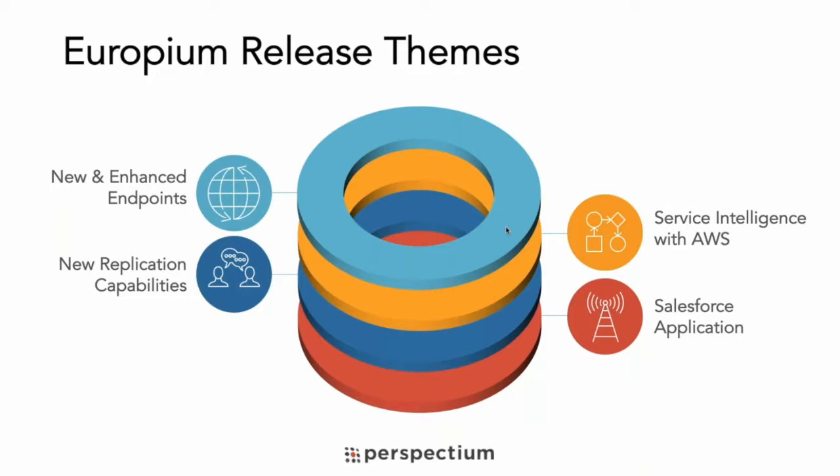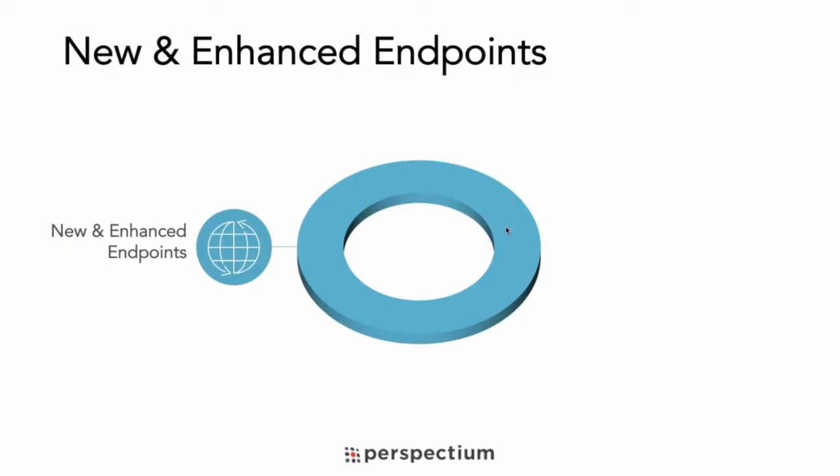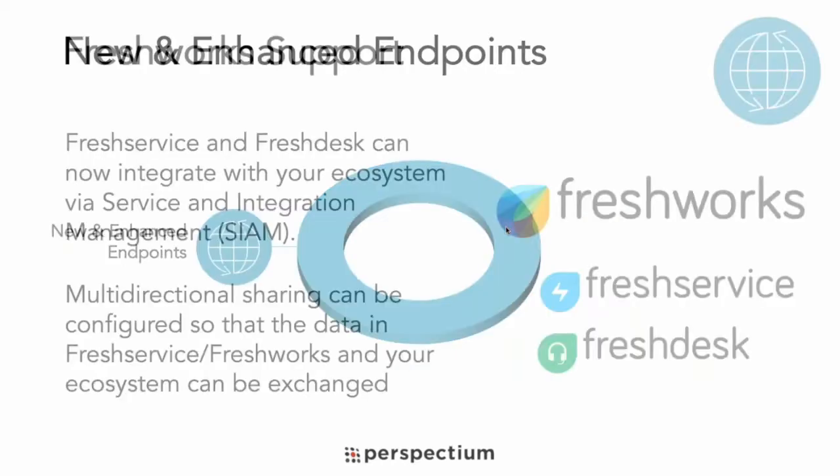We'll also be covering off some new replication capabilities, so new things that you can do with what you already have. And then last but not least, we'll be talking about a new Salesforce application that we have created. But let's start off by taking a look at the first of these themes, which is, of course, around new and enhanced endpoints. And the first of these new endpoints we're going to talk about is for the Freshworks products.